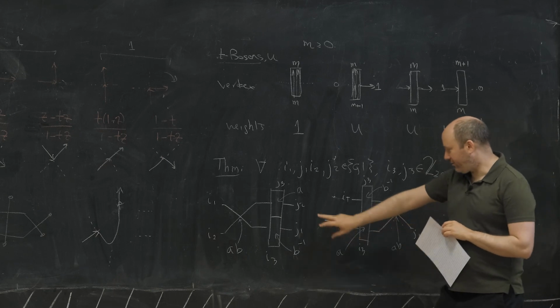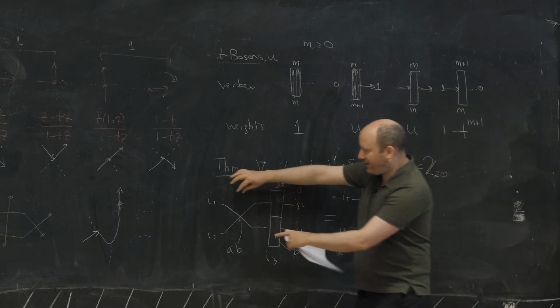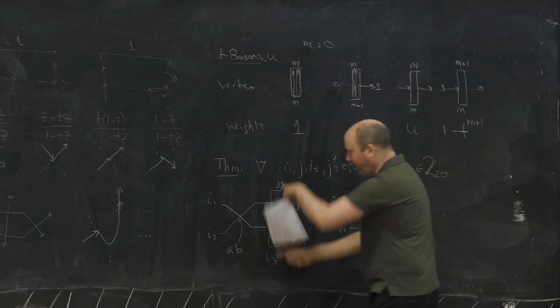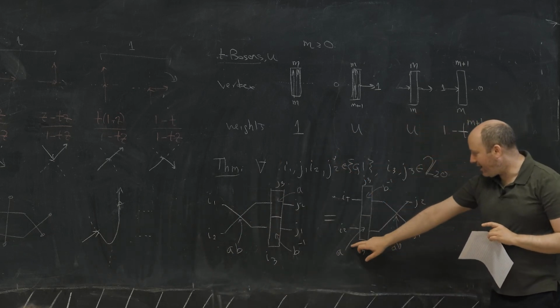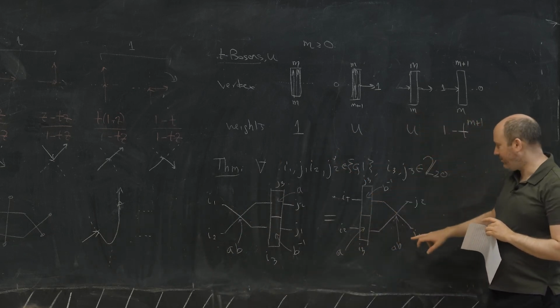And so when you pull this cross through, you almost think of these as strings. So you pull it, this thing flips over, and now the a is on the bottom and the b inverse is on the top, and you still have a times b.